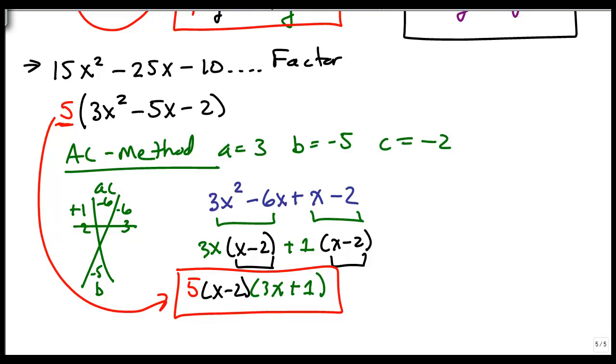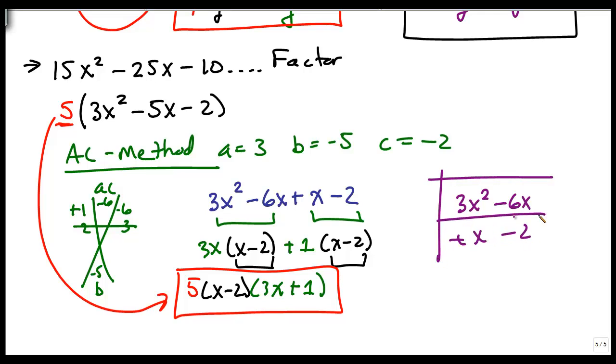Okay, my little box method, we'd have 3x squared minus 6x plus x minus 2. So greatest common factor in the first column is an x. Greatest common factor in the second column is a minus 2. Greatest common factor in the first row is a 3x. And if you notice, there is no GCF in the last row, it's just a 1.